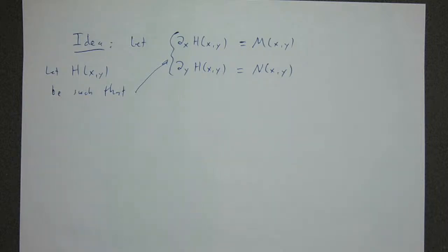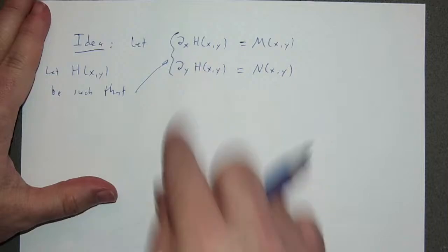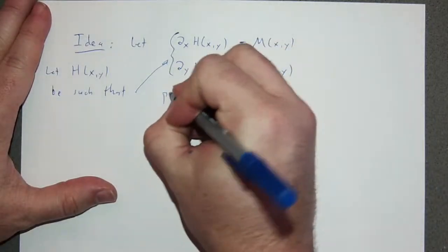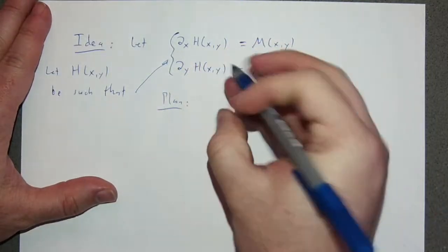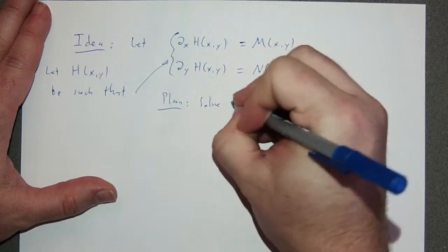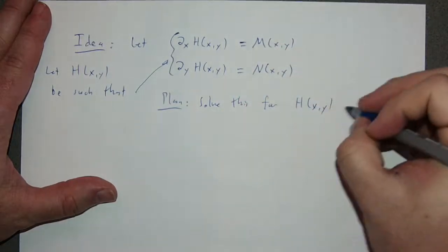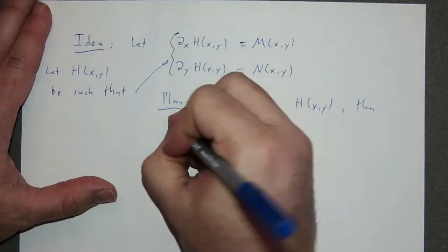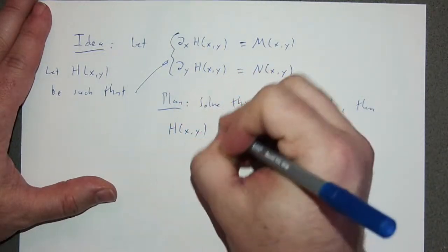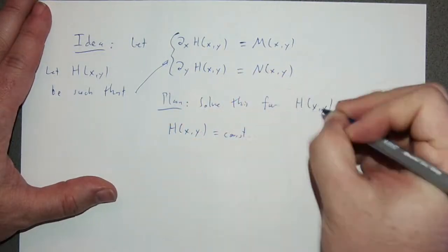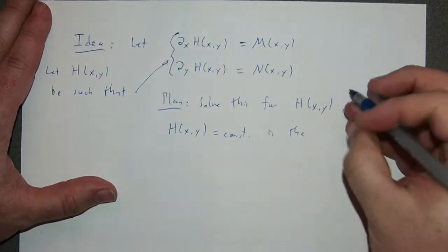Okay, so this is what we're going to do. Now, for a moment, suppose that this is our idea, and then our plan is to solve this for h of x,y. Then h of x,y equals constant is the implicit solution to the equation.